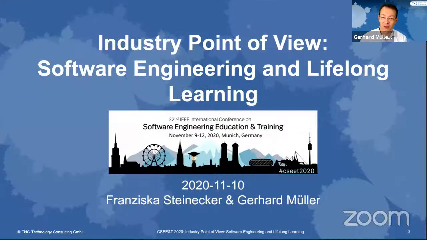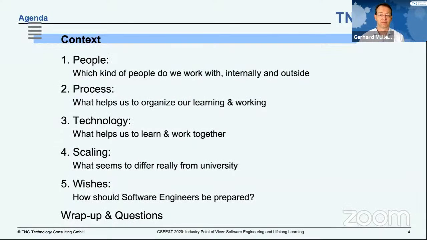So welcome to our talk about an industry point of view, software engineering and lifelong learning. So what are we going to present to you today in this talk? First, we will give you some context and background information so you can better understand our point of view. Then we will talk about our main five topics: the people, process, technology, scaling experience, and we want to articulate some wishes for how software engineers should be prepared for the industry.